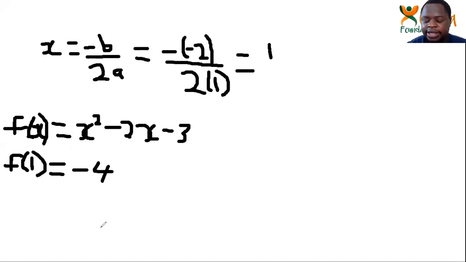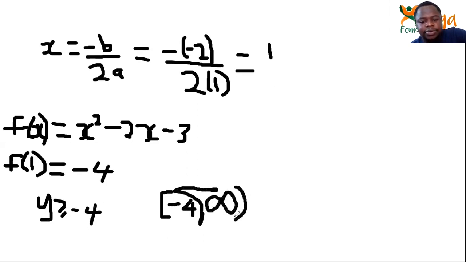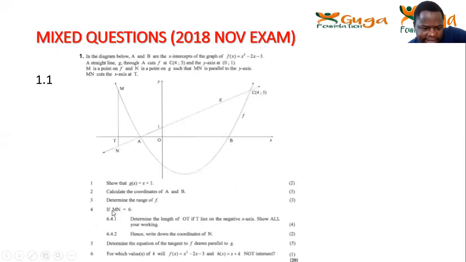So now for you to get the range, because your graph is a happy face, in other words it's concave up, your range will be y greater or equal to negative 4. Are we together? Some do it like this. They can just say negative 4, which means negative 4 is a solid bracket, meaning that it is included, and infinity, which is not included. Okay, let's go back to the question. The second question is saying that if MN is equal to 6, determine the length of OT if T lies on the negative axis.